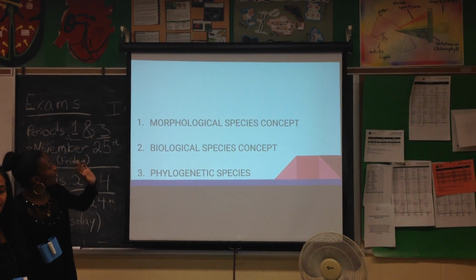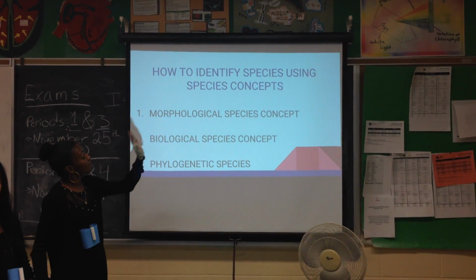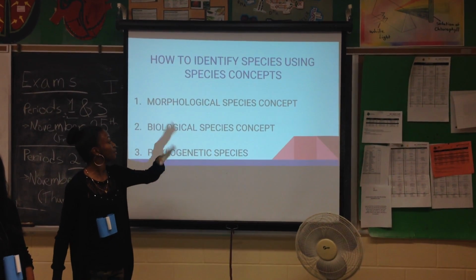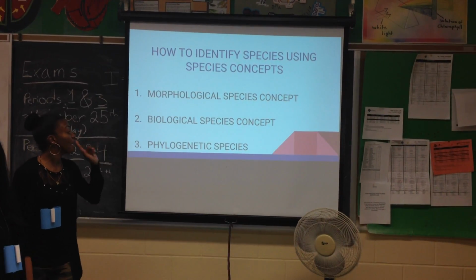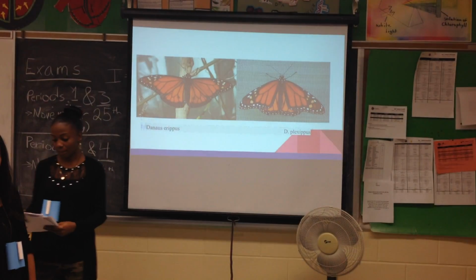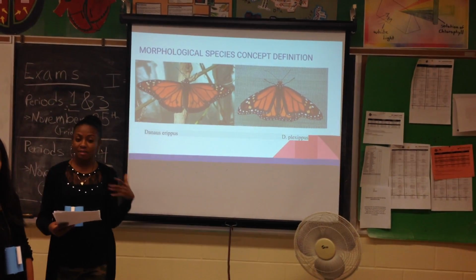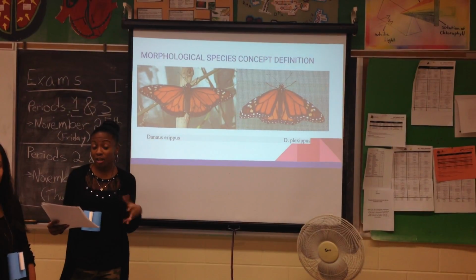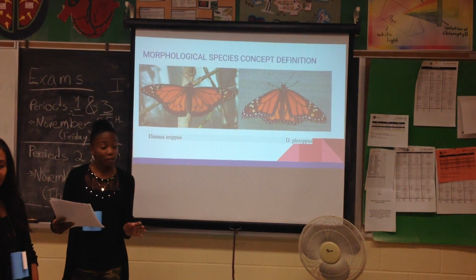The next topic is the types of species using species concepts. The first one is the morphological species concept. The second is the biological species concept. And the third is the phylogenetic species concept. Let's begin with the first one. The morphological species concept is a group of individuals that has a common morphology. In other words, they have the same body type, shape, and structural features.